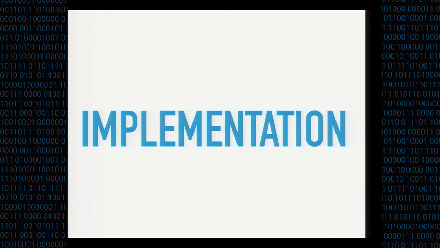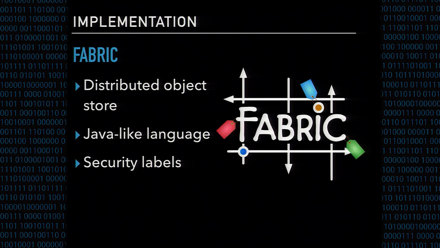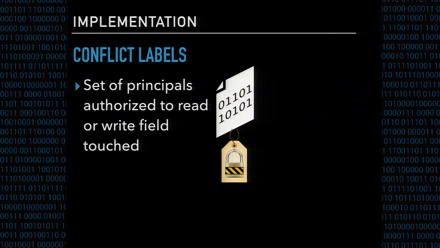But at Cornell, we are the Applied Programming Languages group. We don't just talk about algorithms and protocols. We build things. That's what we do. So we implemented it. We built it in Fabric, which is our group's distributed object store and labeled language. It looks a lot like Java, but objects have locations and security labels on them. Specifically, we made the compiler check transactions for monotonicity, and we implemented staged commit in the transaction scheduling protocol.